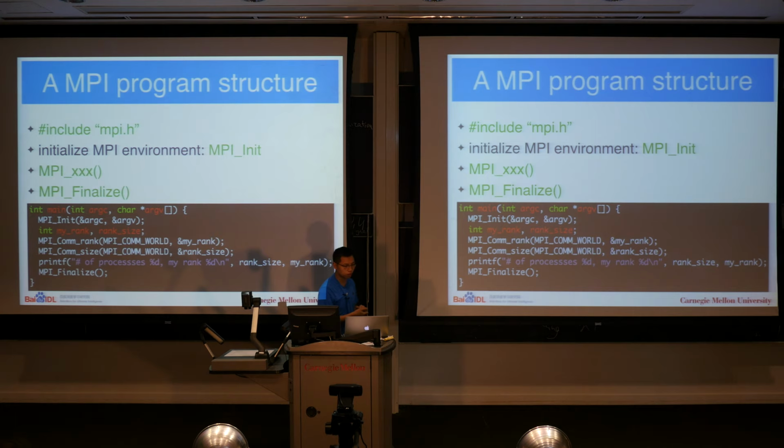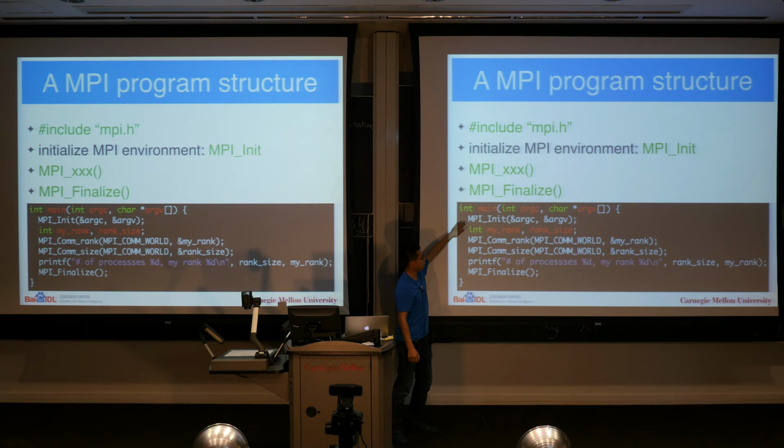An MPI program is quite simple. You first initialize, call some MPI functions, and then finalize. In this case, it's a simple hello world example. You initialize it, get the rank ID of this process, then get how many processes there are, then print something. So if you have four processes, you will print four lines of output. The difference is that each will get an ID from 0 to n minus 1.